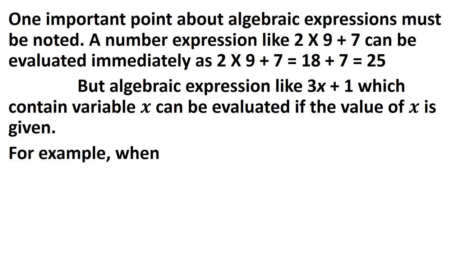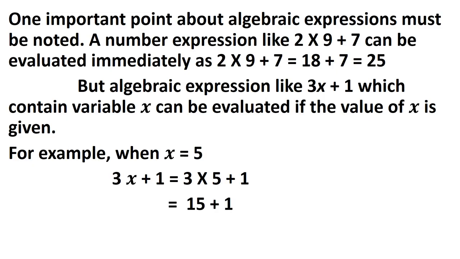For example, suppose x is equal to 5. So in 3x plus 1, we will put x equal to 5. 3x means 3 multiplied by x. So it is now 3 multiplied by 5 plus 1. Plus 1 we will write down as it is. So 3 multiplied by 5 is 15. 15 plus 1 is 16. So we are able to calculate the value of an algebraic expression only when we have the value of the variable.